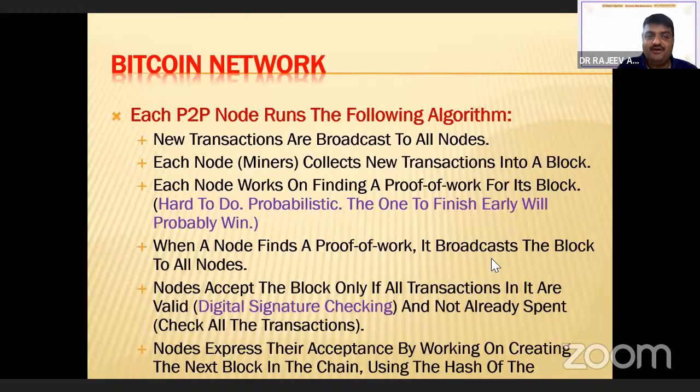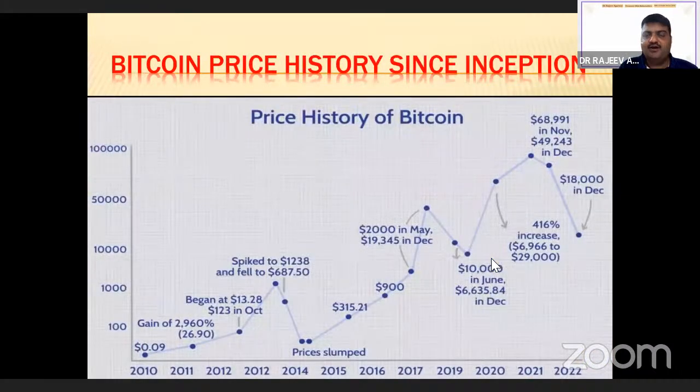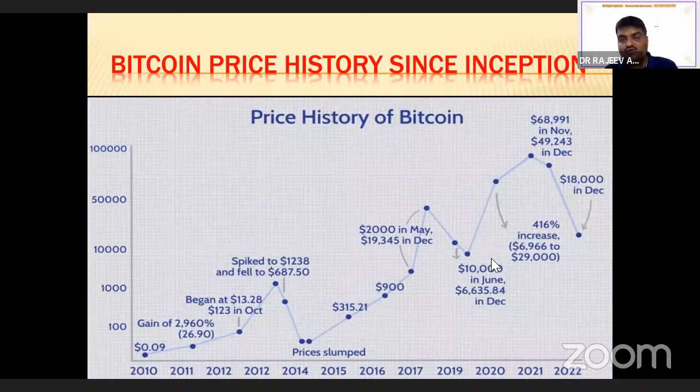Now, Bitcoin networks, each P2P node runs from the following. Again, these are the same things. Now, the price of Bitcoin, you see in 2010, the price was $0.09 and it went to something like $26.9. That is when, I suppose, somewhere between 2010 and 11, I bought this Bitcoin. And you see the peak was $69,000 in November. And again, it dropped down to how much? 49,000. Again in December, it dropped down to 18, December 22. So this is the history of Bitcoin. You will see the price dropping and coming up, so it is very volatile.